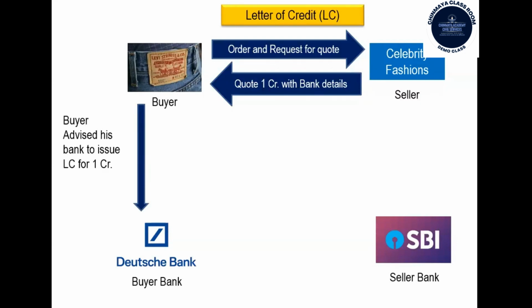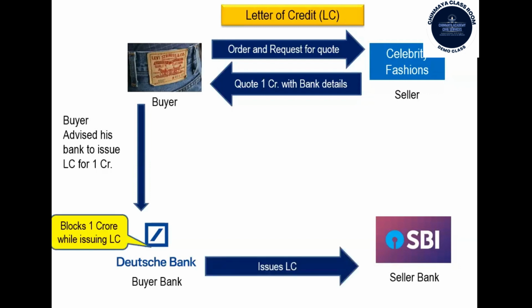The letter of credit is issued by the buyer's bank. It simply says, if the project is completed, I will give 1 crore. Guarantee. The buyer's bank is saying that I will give the guarantee. When the project is completed, you can get the money from me. It will send the LC to the seller bank, after blocking 1 crore in the buyer's account. Correct? Because the buyer may have 10 crores or 20 crores in his account. What is the value of the LC? Block that money and send the LC.